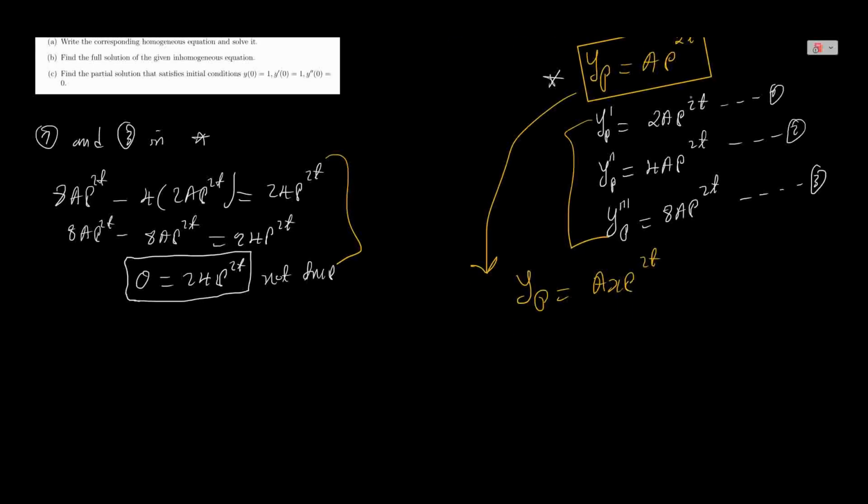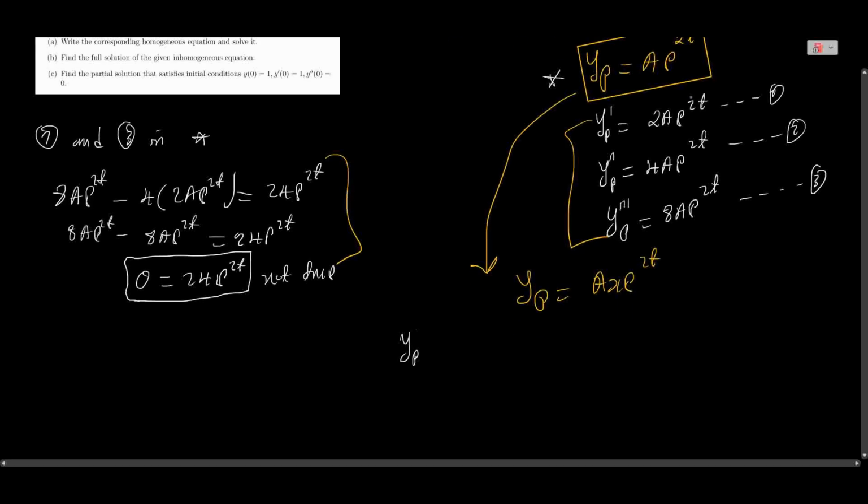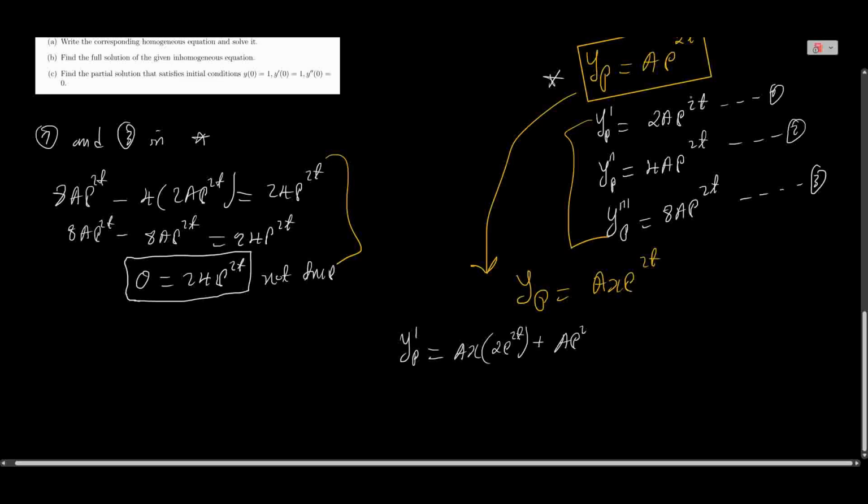Looking for our first derivative, again, this is a product, so we're going to use the product rule. In this case, we keep ax constant and differentiate e raised to the power 2t. We're going to have 2 e raised to the power 2t. Now plus, we're going to keep a e raised to the power 2t.